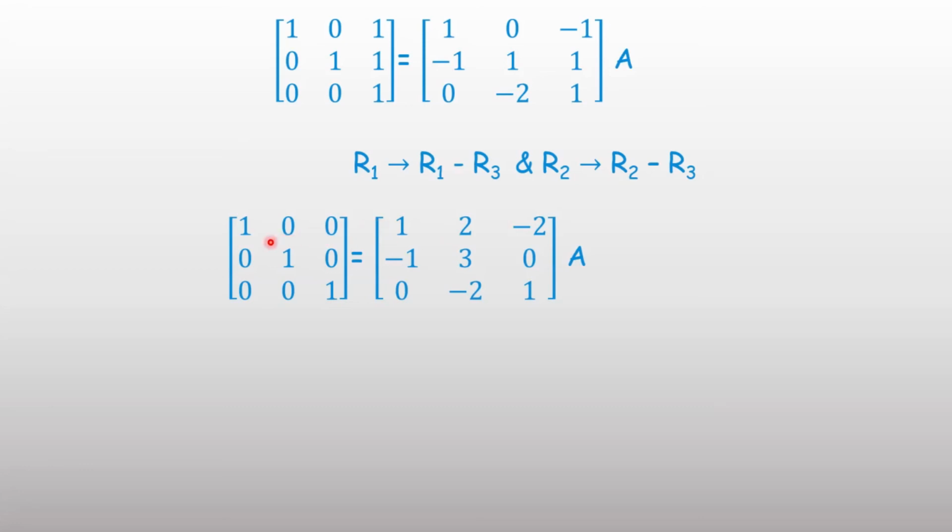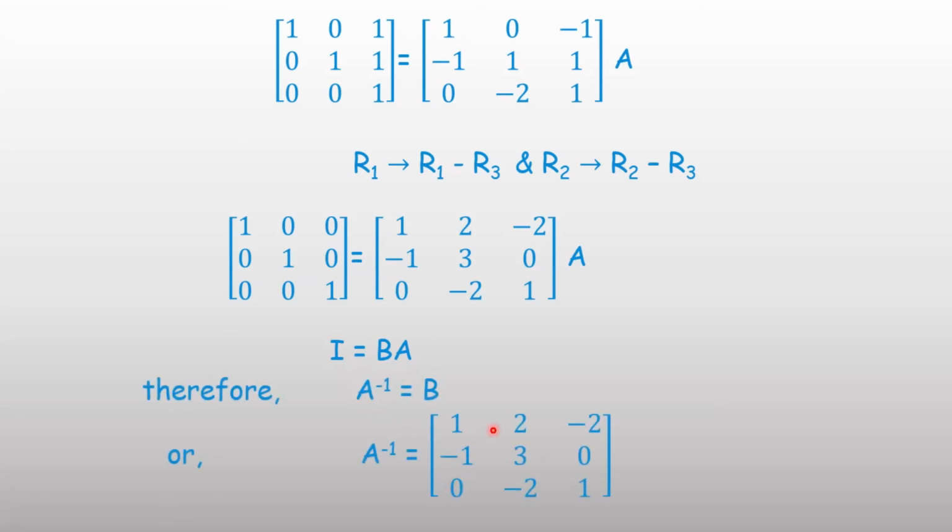Elements of R1 you will get 1 0 0, 1 2 minus 2, and second row 0 1 0 minus 1 3 0. Here after solving we are getting I equal to BA form, which implies A inverse equal to B, or A inverse equal to 1 2 minus 2, minus 1 3 0 and 0 minus 2 1. In this pattern you are getting inverse of given matrix.